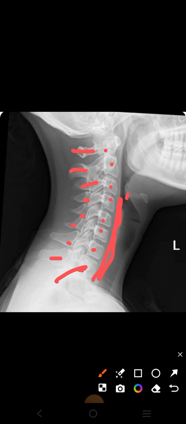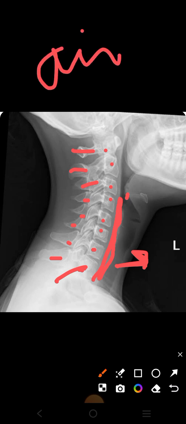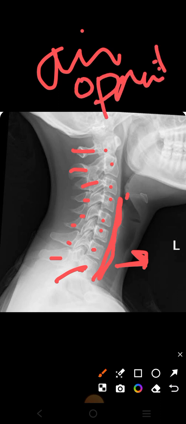In front of that, shown in somewhat black color, is the air present in the trachea. In any type of x-ray, air is shown in black color, and secretions or other things like blood are shown as opacity. This is your trachea, and above it is the larynx.